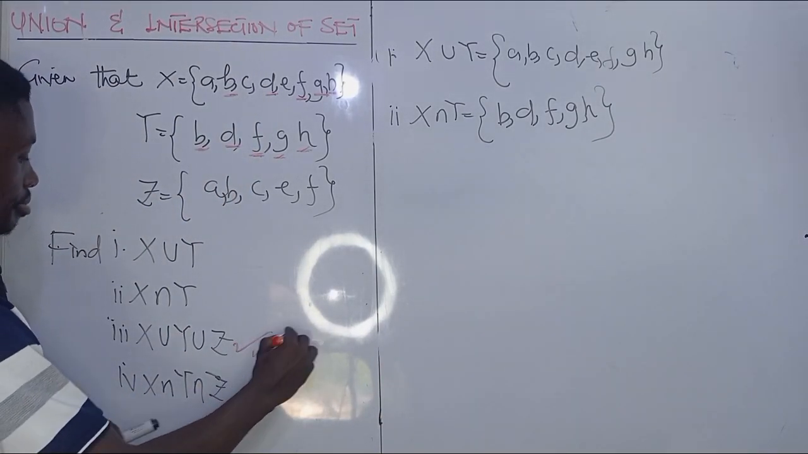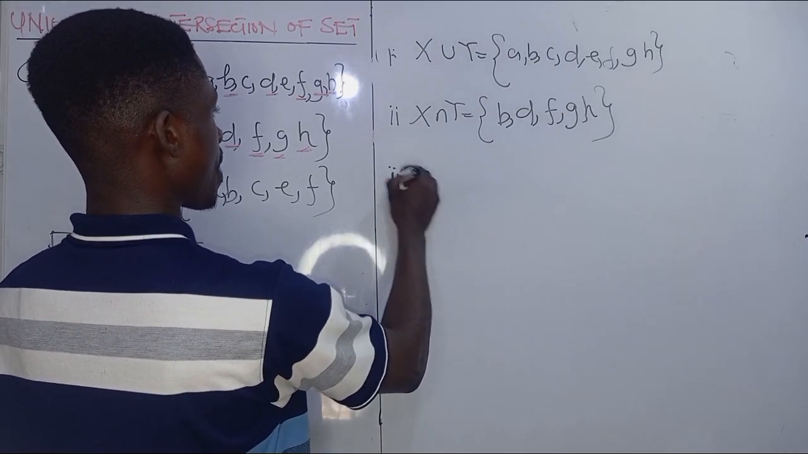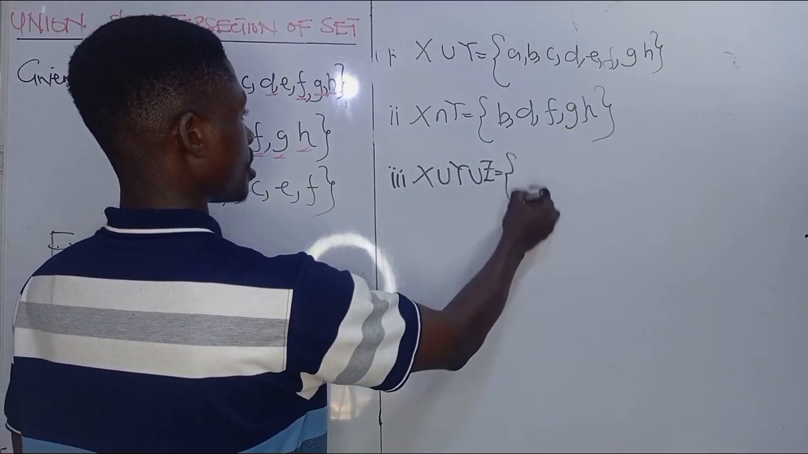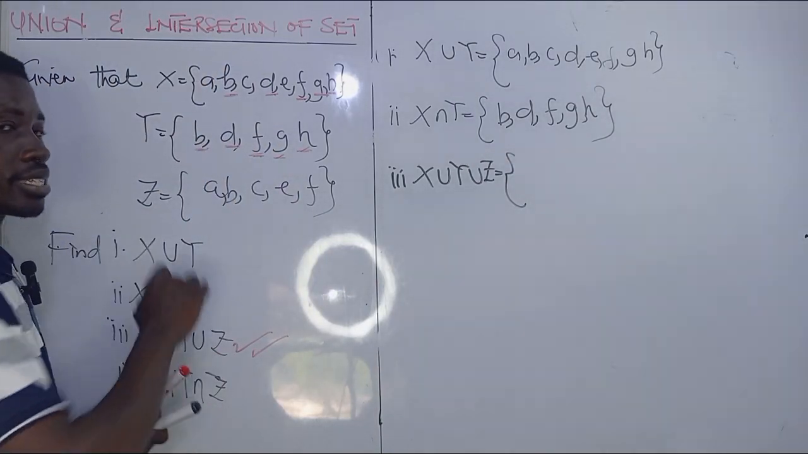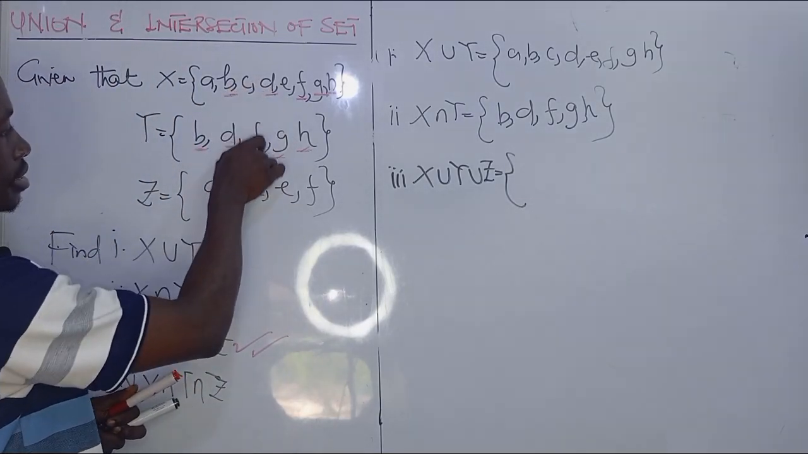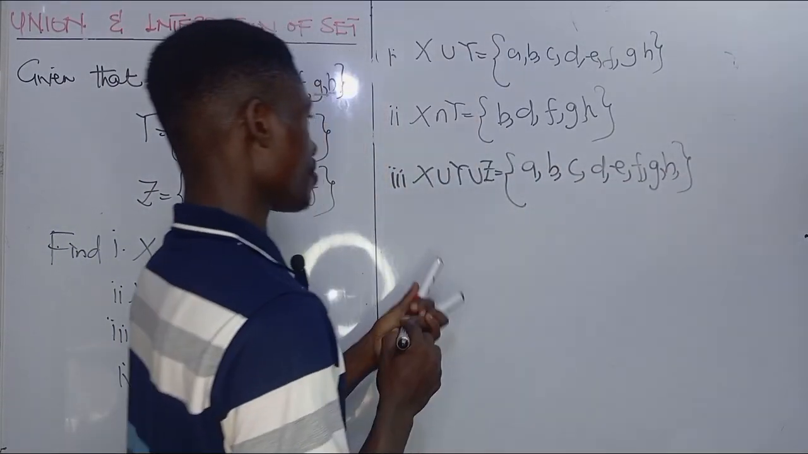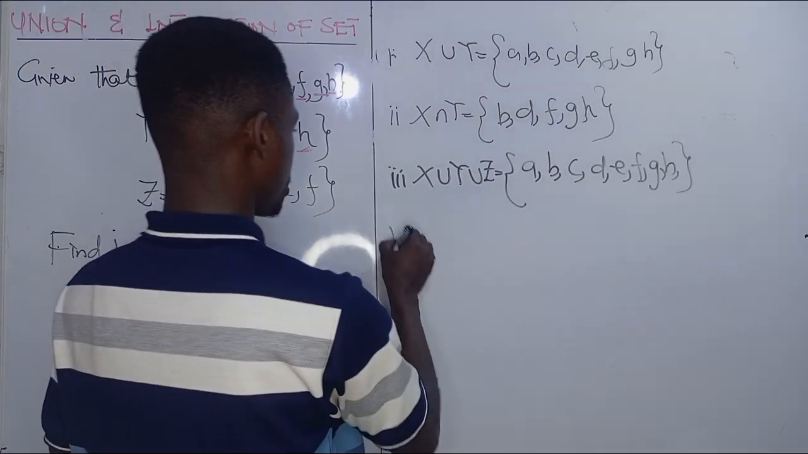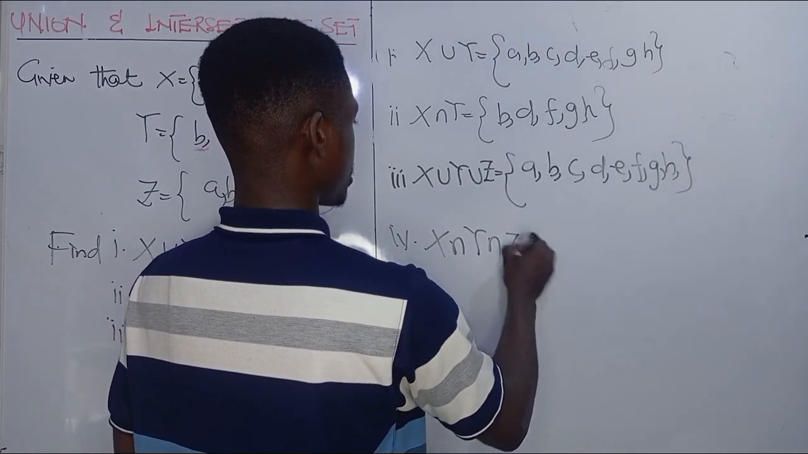We have to find what? X union Y union Z. So what it means is that we are just going to combine all these three sets together into a single set. And that is that for X union Y union Z. And then the last one we look at is X intersection Y intersection Z.